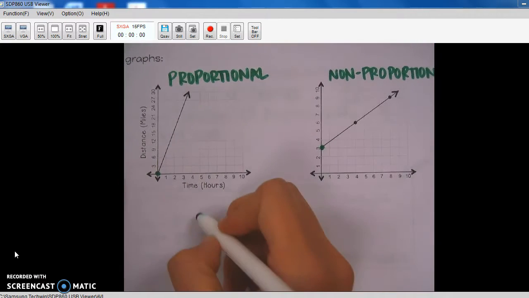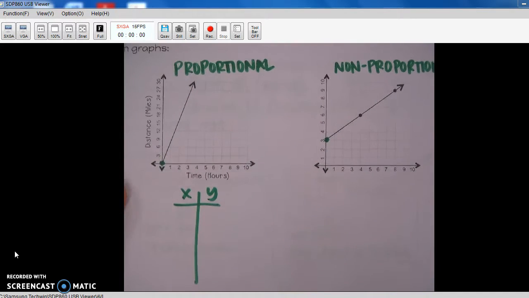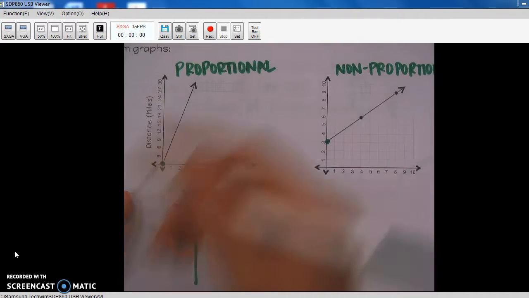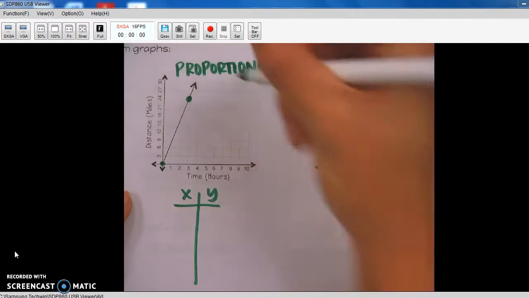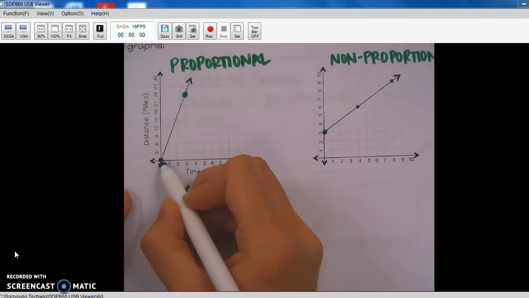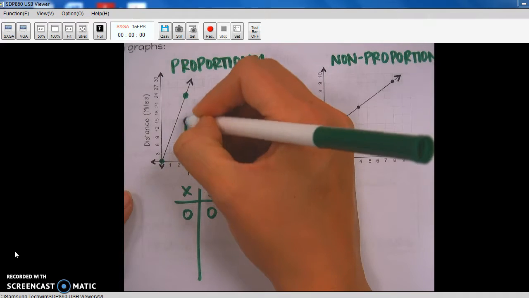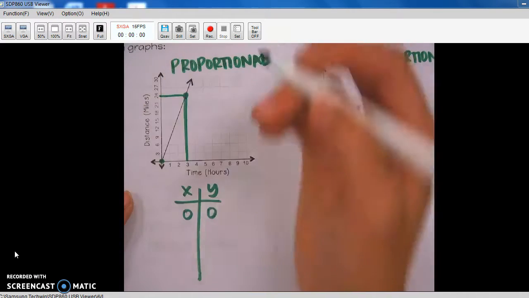Okay, so let's pick some points and make a table. Remember, we only need 2 points to find the rate of change. So on my proportional graph on the left, I'm going to choose this point right here, 3, 24, and I don't really see another great one, so remember we can always use 0, 0. So I'm going to use 0, 0, and then 3, 24.